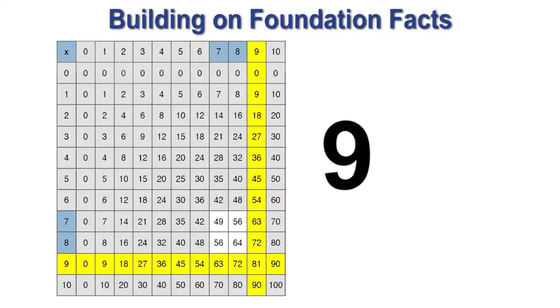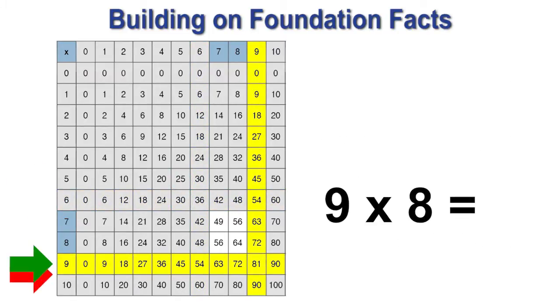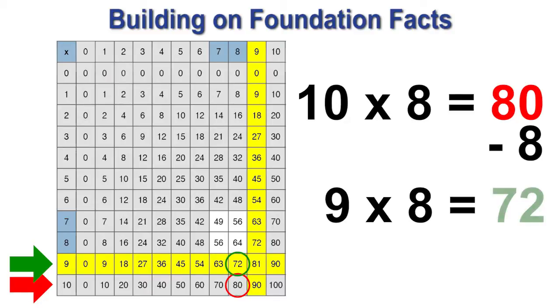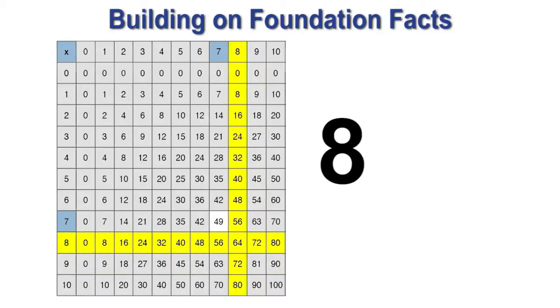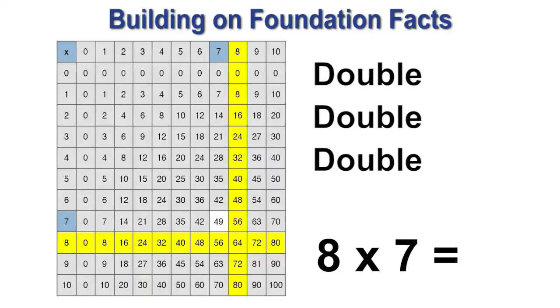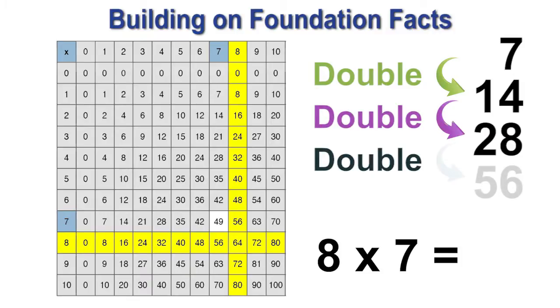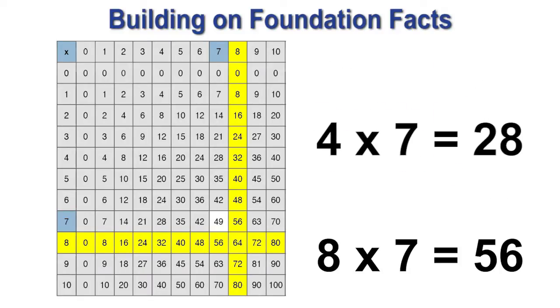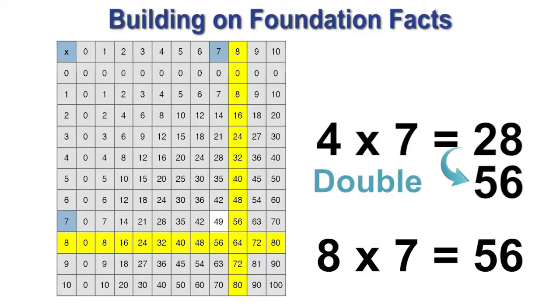Times 9. Students know that times 9 is one group less than times 10, so they can multiply by 10, then subtract one group. 10 times 8 is 80, so take away one group of 8, leave 72. Times 8. Students can think of times 8 as double, double, double. For example, 8 times 7. Double 7 is 14, double 14 is 28, double 28 is 56. Or if they've mastered the 4 facts, they can double times 4. For example, 4 times 7 is 28, double 28 is 56.